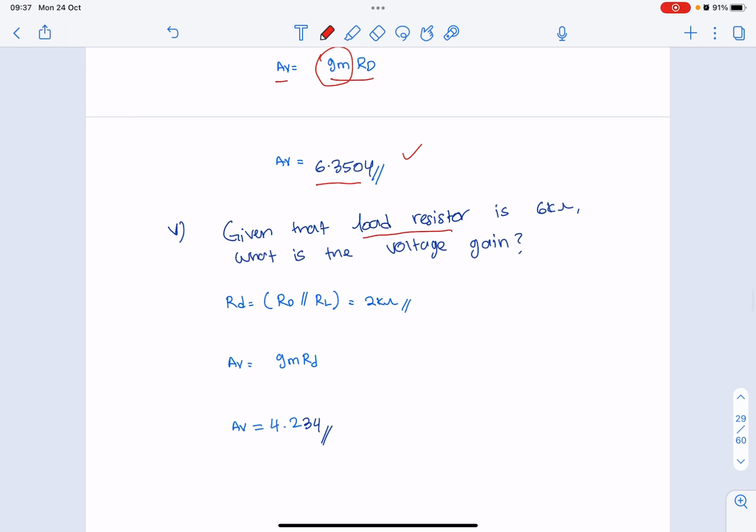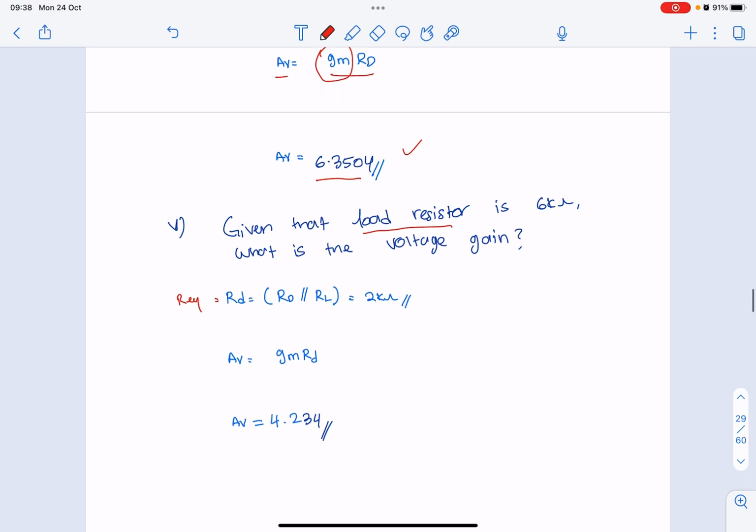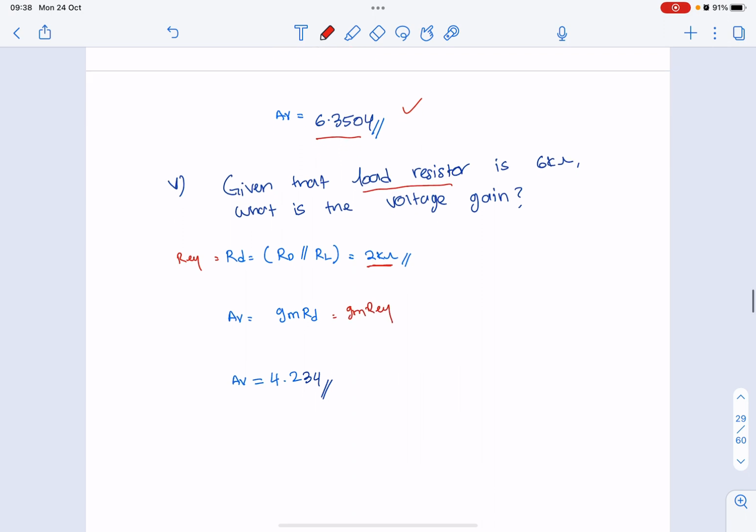So that's why here you can also call this one REQ. REQ equal to RD in parallel with RL, you get 2 kilo ohm. So AV is equal to GM REQ. So in the end, your voltage gain is 4.234. So that's what you need to know on how to do an analysis for FET.